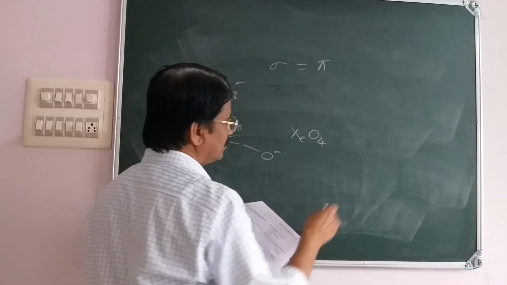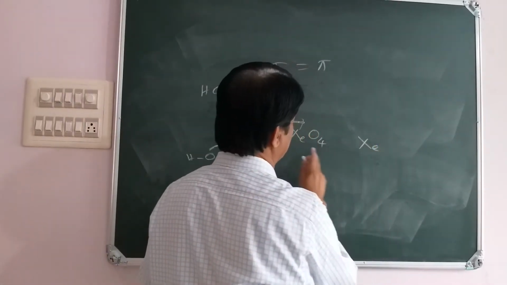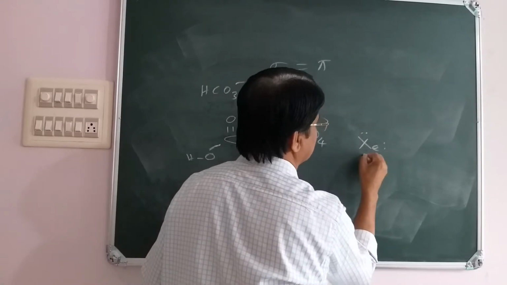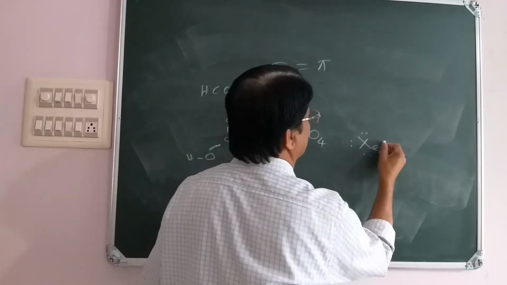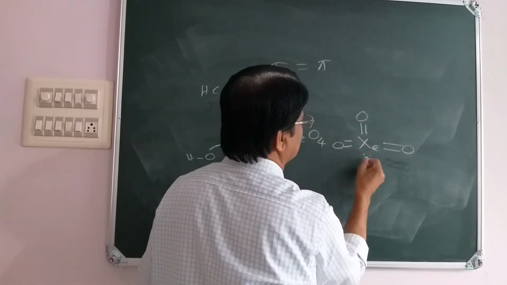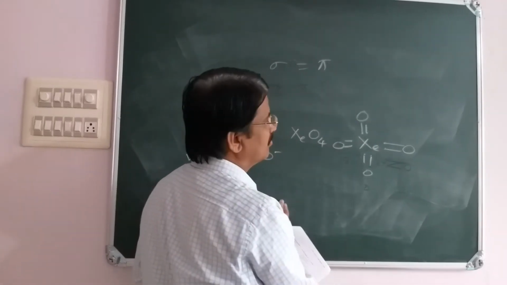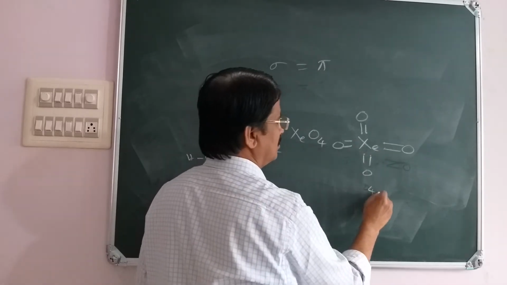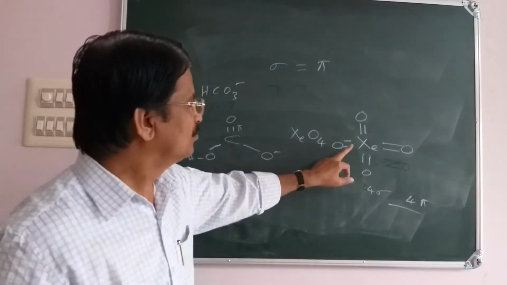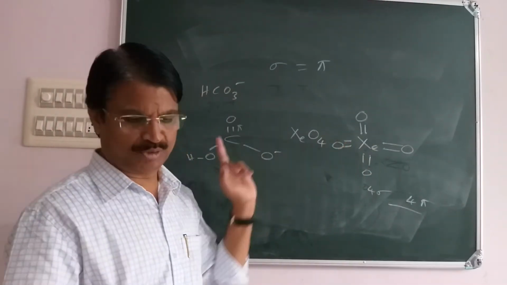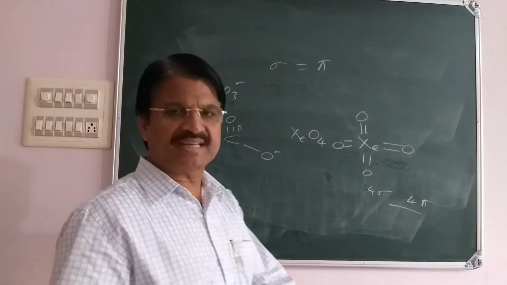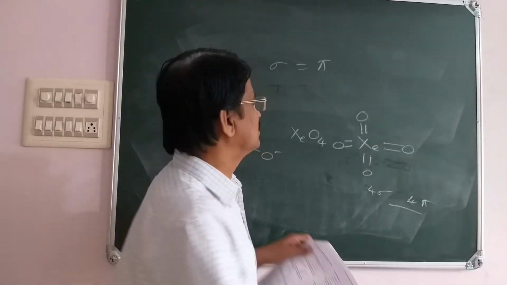XeO4. Now only I told that Xe contains 4 lone pairs, therefore it can form 4 sigma and 4 pi. This contains 4 sigma bonds, 4 pi bonds. Answer second. But in the case of cyanides, option number 3, CN twice given.